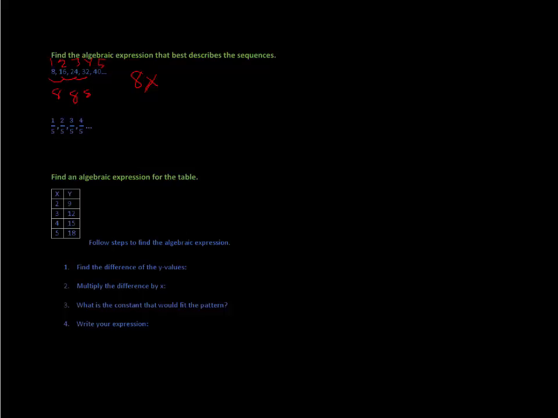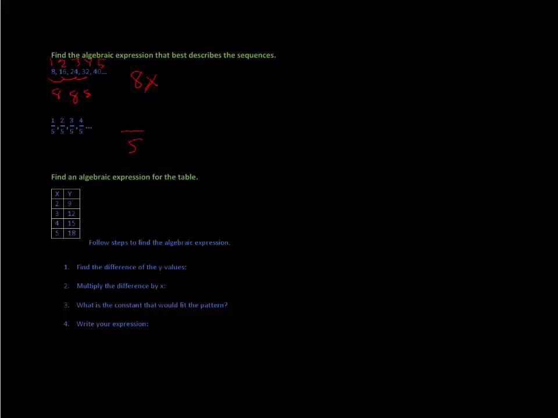So the second one, if we take 1/5, 2/5, 3/5, 4/5, we need to find an algebraic expression. Well, if we look, the denominator is always staying the same. So in our equation, our denominator should be the same. It should be 5. The only thing that's changing is the top. And if you notice, it's going in sequence 1, 2, 3, 4.